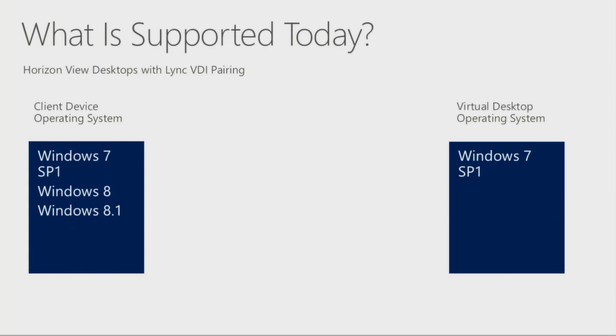So as it stands today, the latest View release that we have is View 5.3, and that was released last October. And we only support Windows 7 SP1 as your operating system for your virtual machine. And on the client endpoint, we support Windows 7, 8, and 8.1. And when you use that combination, we support the VDI pairing. For our customers that want to use 8.0 or 8.1 as their operating system for the remote machine, we don't support that today. We are currently working on it. I can't give a date at this point, but it's probably going to be in the second half of this year.